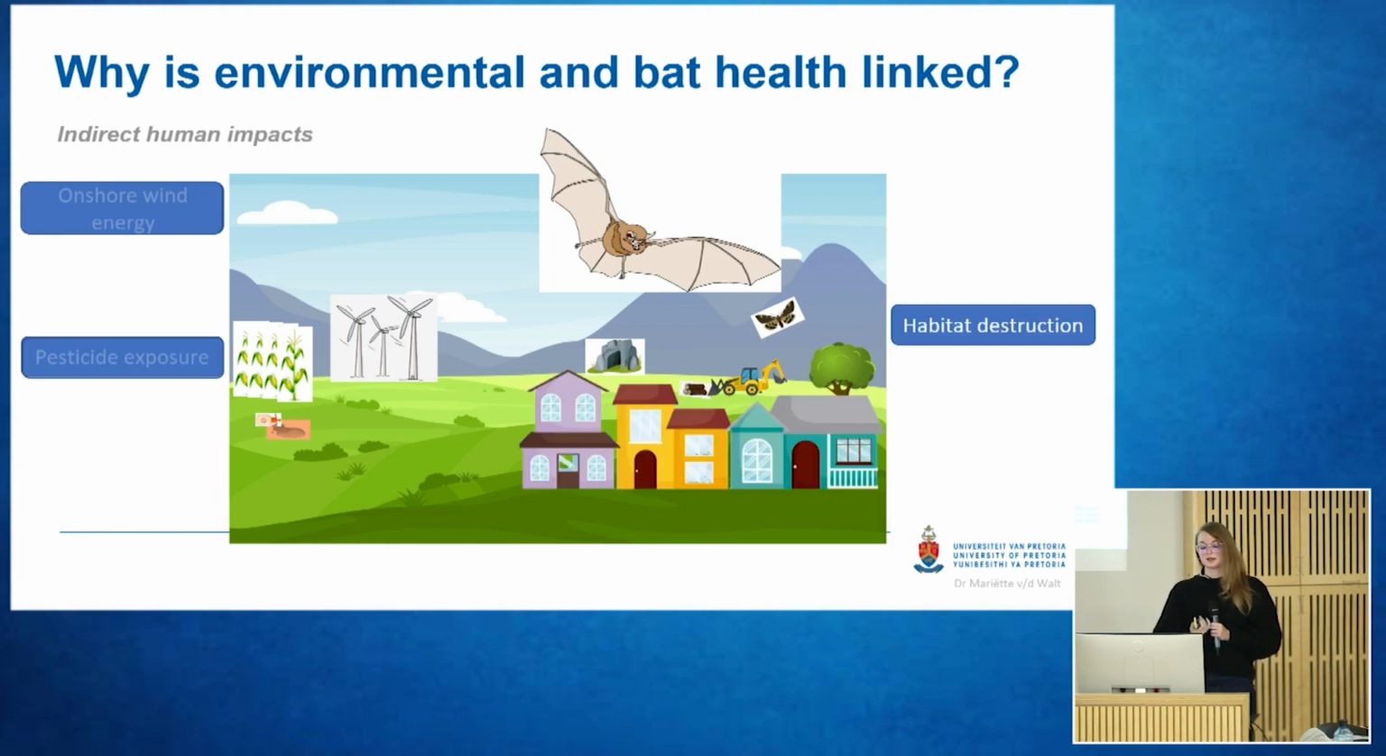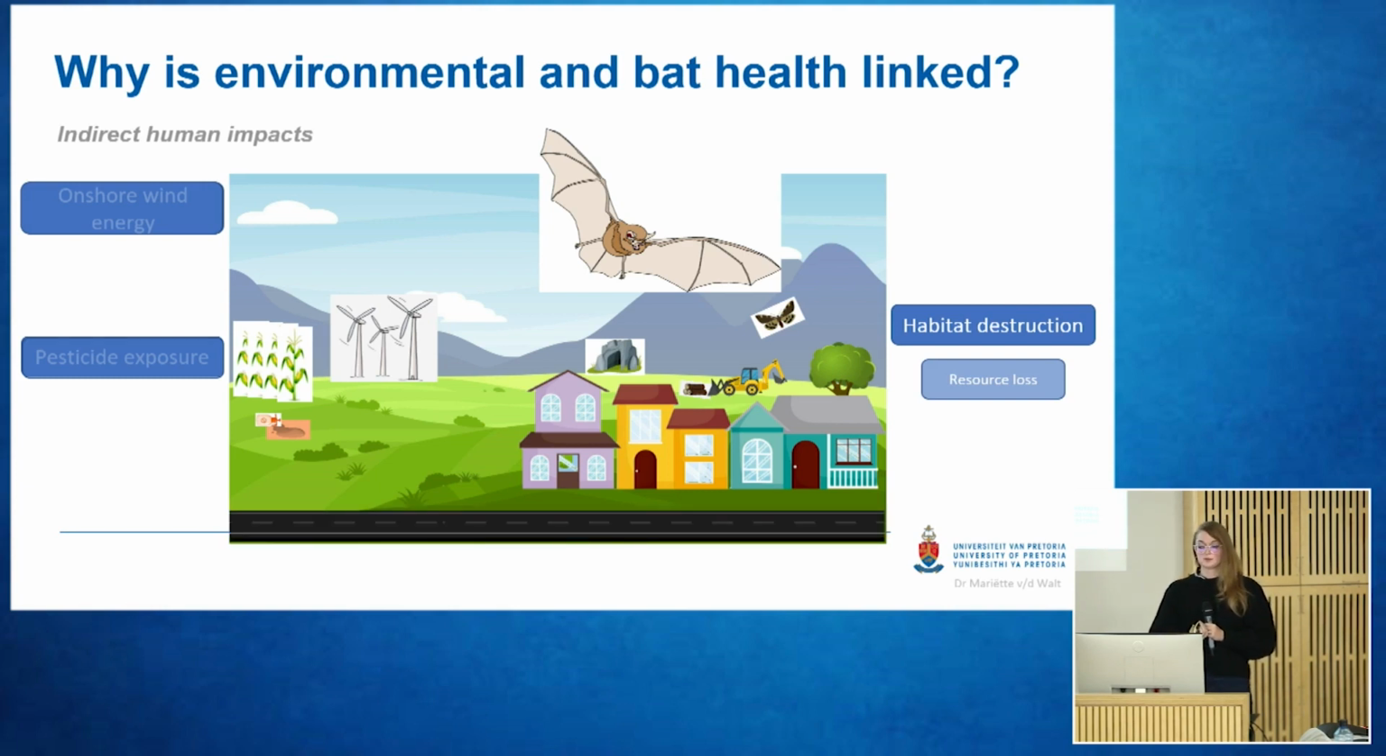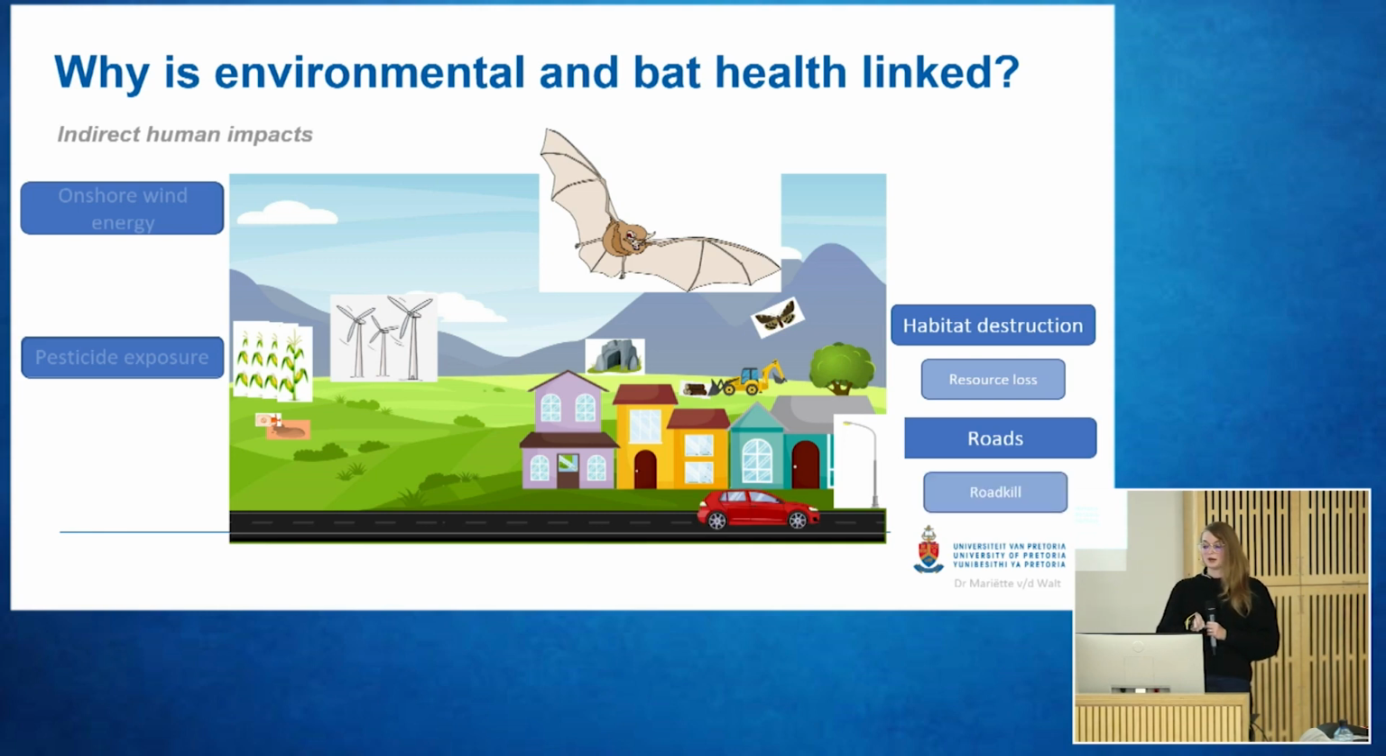The last thing is urbanization. Urbanization is also a major threat to bats because it leads to habitat destruction. It also causes resource loss as their natural prey base decreases. Something else that is also a major problem is the creation of major roads, as well as your electricity systems. Roadkill and electricity are also some of the major impacts on bats.